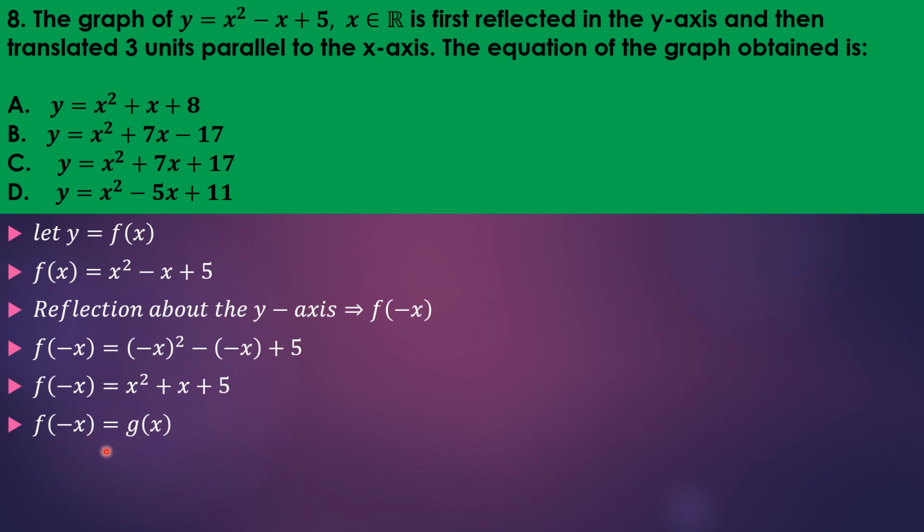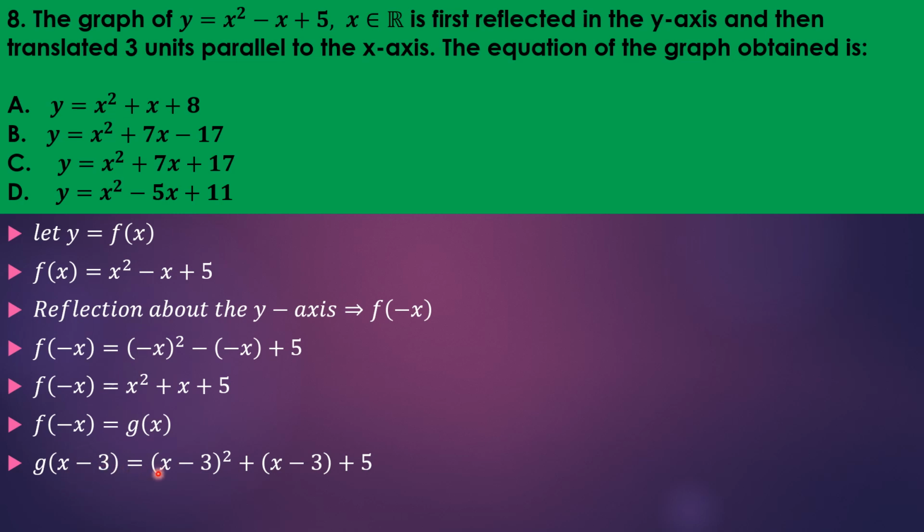Now f of -x, let's just call that g of x, the reflection of f of x. We want to translate that reflection 3 units parallel to the x-axis. What translation actually means is you're moving a particular point on that graph 3 units to another point on the x-axis. That's really what it means. So I can do that translation by finding g of x minus 3.